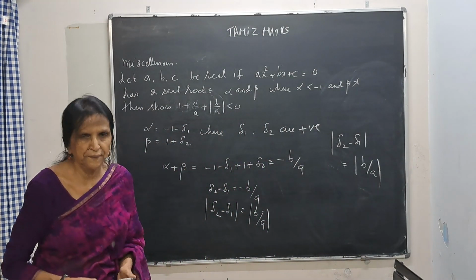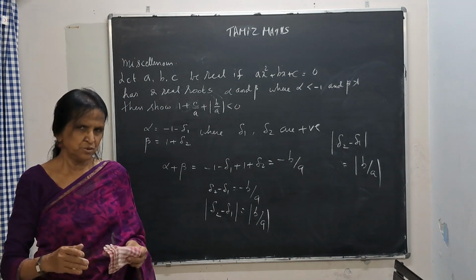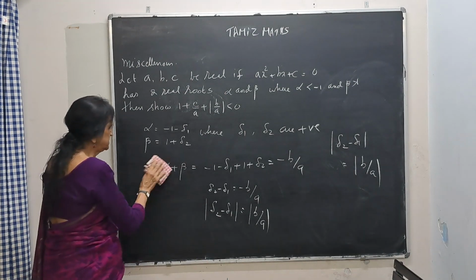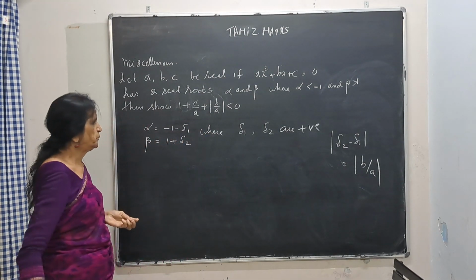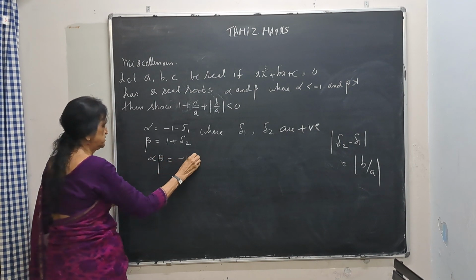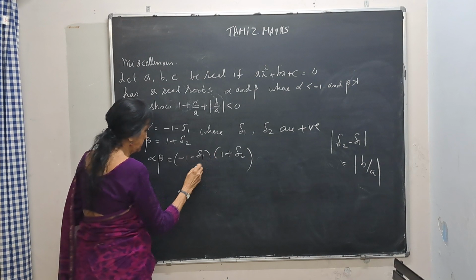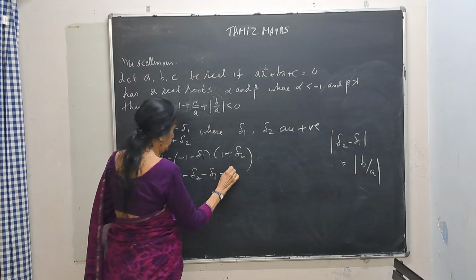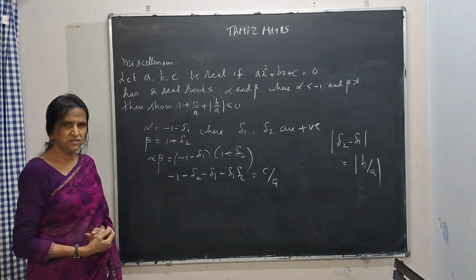Many a times I speak the same thing in most of the videos. I always say I do things which you know very well. So this is information 1. What is information 2? Product of the roots. Alpha beta. Minus 1 minus del 1 into 1 plus del 2. Minus 1 minus del 2 minus del 1 minus del 1 del 2. But that is c by a. Product of the roots is c by a.